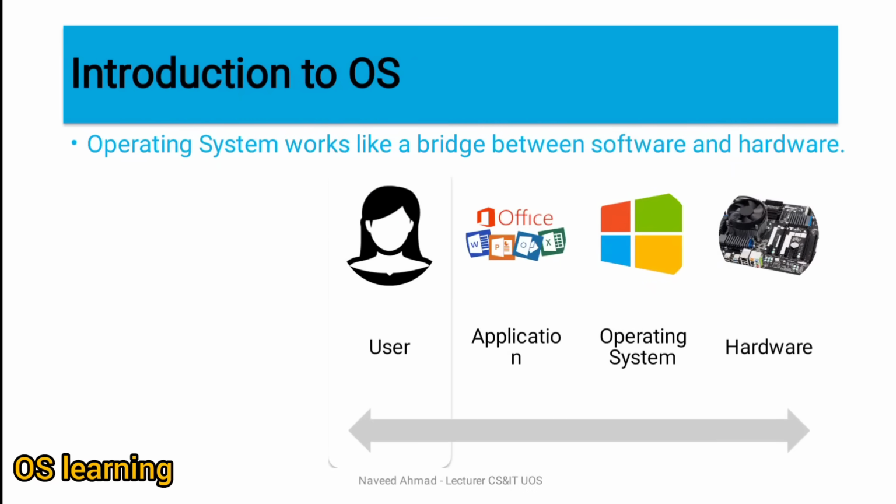So what is an OS? An operating system works like a bridge between software and hardware. Like we have the user, then the application, the operating system, and the hardware. Software is our application, and hardware is the physical machine.